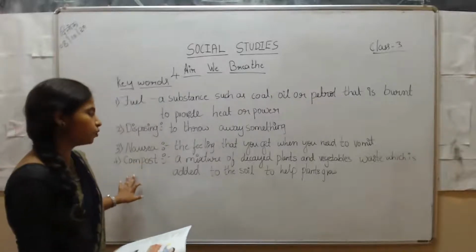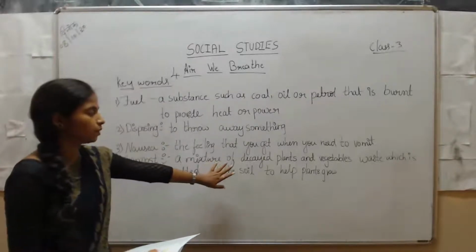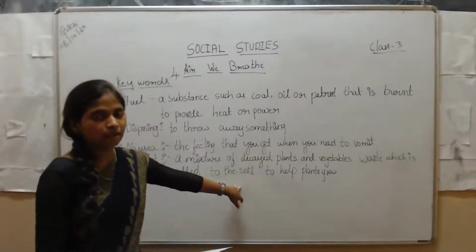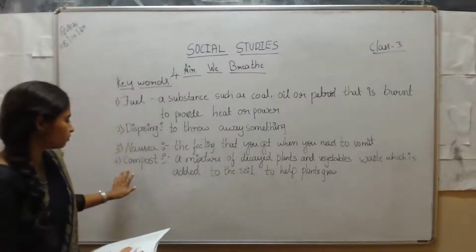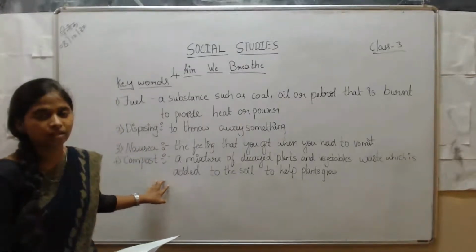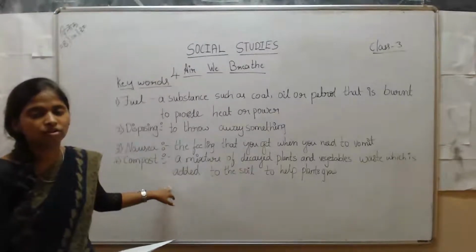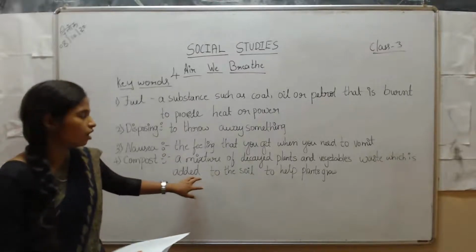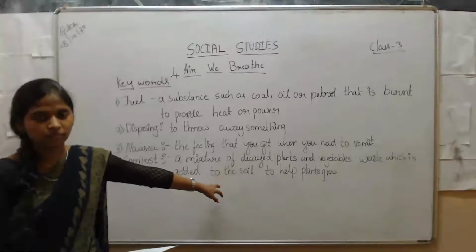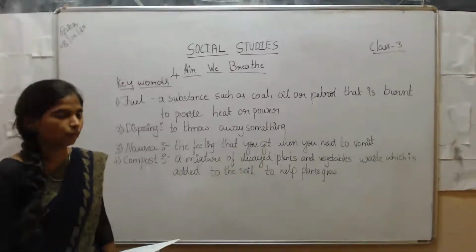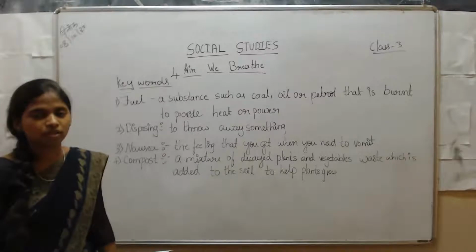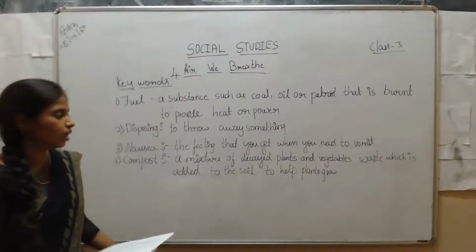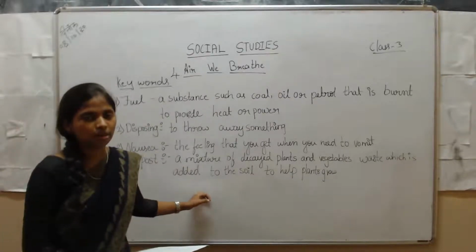And fourth one, compost. A mixture of decayed plant and vegetable waste which is added to the soil to help plants grow. See here, compost means fertilizer. Fertilizer you might have heard, no? The chemical which is used for growing plants. This is not a chemical, it is a natural thing. The plant waste and vegetable waste. You throw the plant waste and vegetable waste away, no? That will be decomposed. Then it forms into a mixture that is called compost. This compost is very helpful to grow plants.